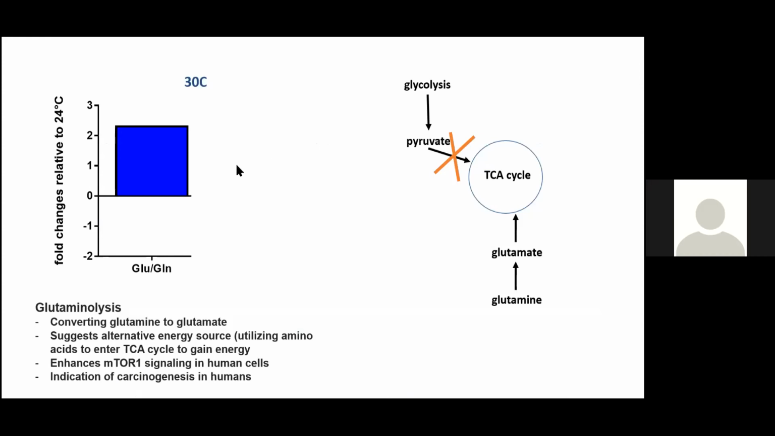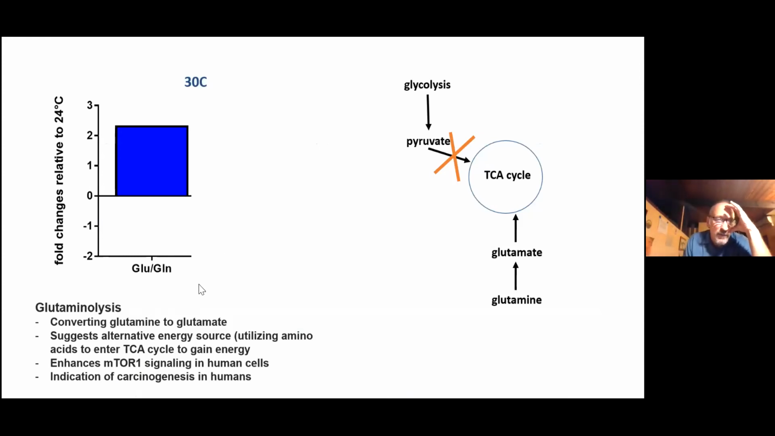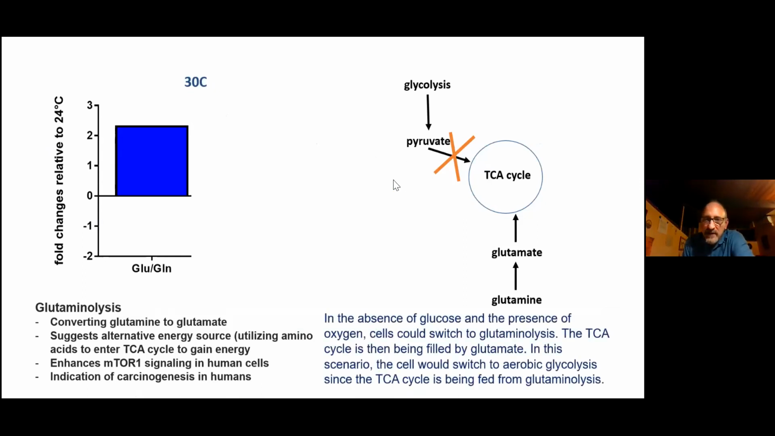So one of the things that we saw that's pretty interesting is this ratio between glutamine and glutamate. And at 30 degrees, at that thermal limit, we see that they're more than twofold higher than those ratios relative to controls. And what Tina thinks is happening here is that in the absence of glucose, in the presence of oxygen, cells could switch to something called glutaminolysis, where the TCA cycle is being filled with glutamate. And so basically you have aerobic glycolysis, you switch to this alternative fuel supply, which is sort of an interesting finding. We also find a decrease in available sugars, right? So the animal is looking for something else to burn.